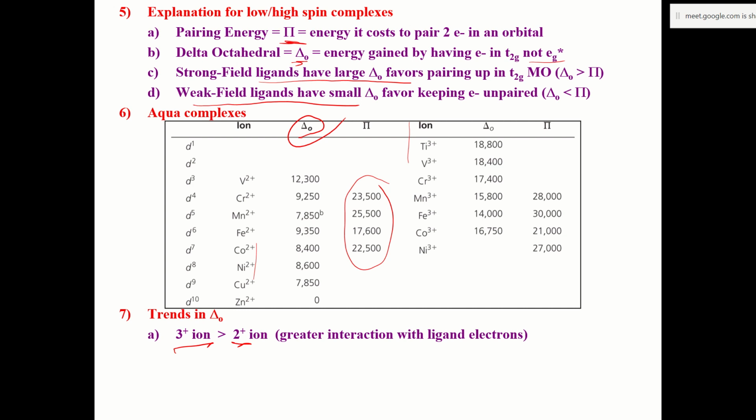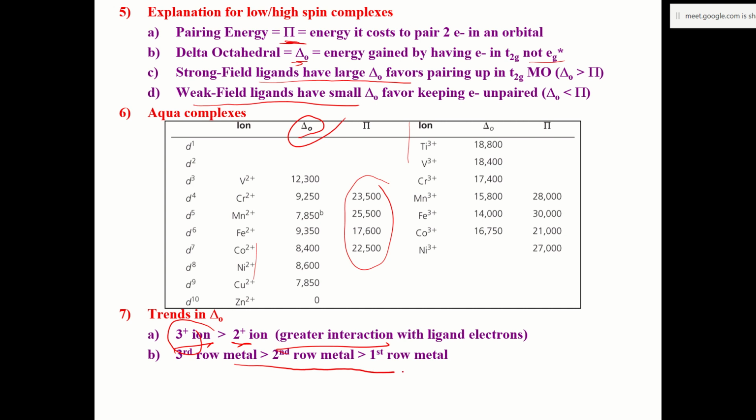Now we are talking about better interaction, because when the metal ion has a greater charge, 3 plus charge, it will attract the ligands much more strongly, and when the ligand atom comes so close, the overlap of orbitals is also good. Due to the greater interaction, the bonding orbitals will be stabilized, and the anti-bonding eg star will be destabilized to the same extent. So that's why you have this kind of situation.